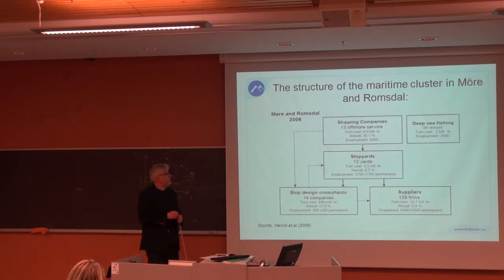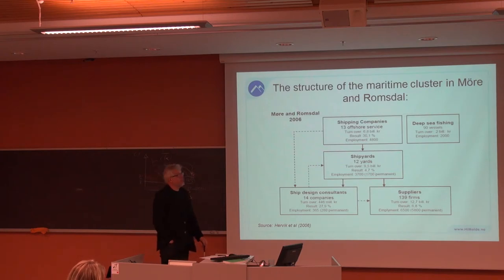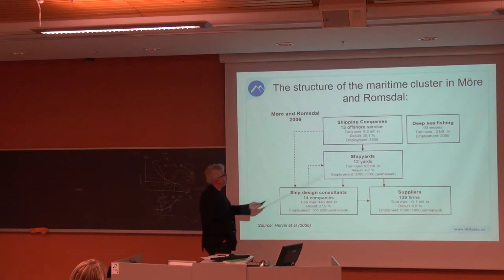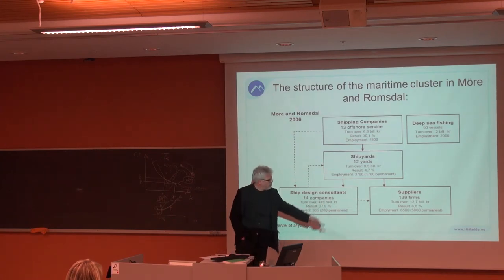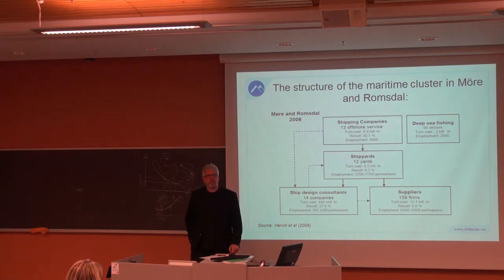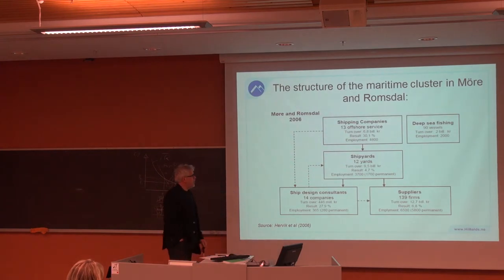We can also take this a bit further, try to map the cash flow in a cluster like this. This is the maritime cluster in this county. The year is 2006. And they counted the number of shipping companies, number of shipyards, number of suppliers. 140 firms as suppliers, quite a lot. 12 shipyards is enough to have what we might call a good competitive environment.